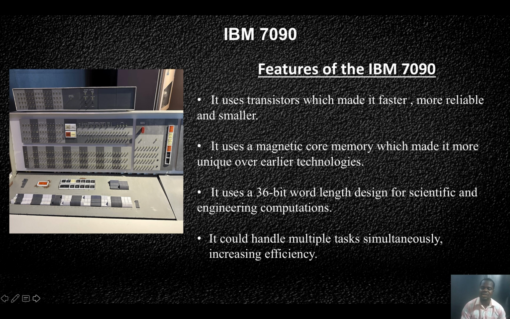And it can handle multiple tasks simultaneously. Things can be done at the same time when using this IBM 7090. So we see that there was an advancement in all the things that were created by then.